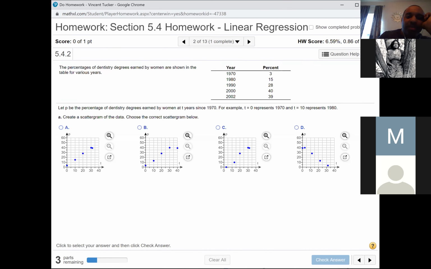So let P be the percentage. Come on, go back up. So let P be, okay, my stuff is not coming back. Hold on one second. I need to get this off of here.